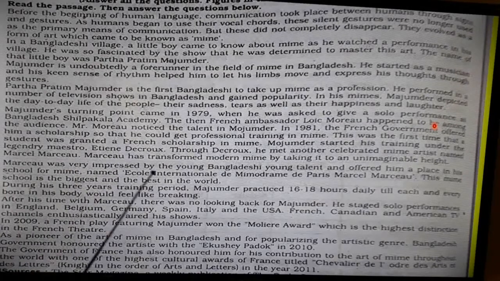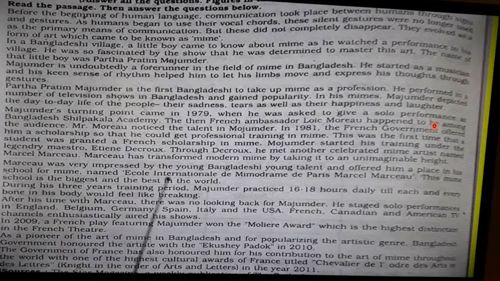Marceau was very impressed by the young Bangladeshi talent, and offered him a place in his school for miming, named Ecole Internationale de Mimodrame. So that is a French name. All right, try to understand. And Mojumdar got the chance for training in this miming school. That was the school for miming.